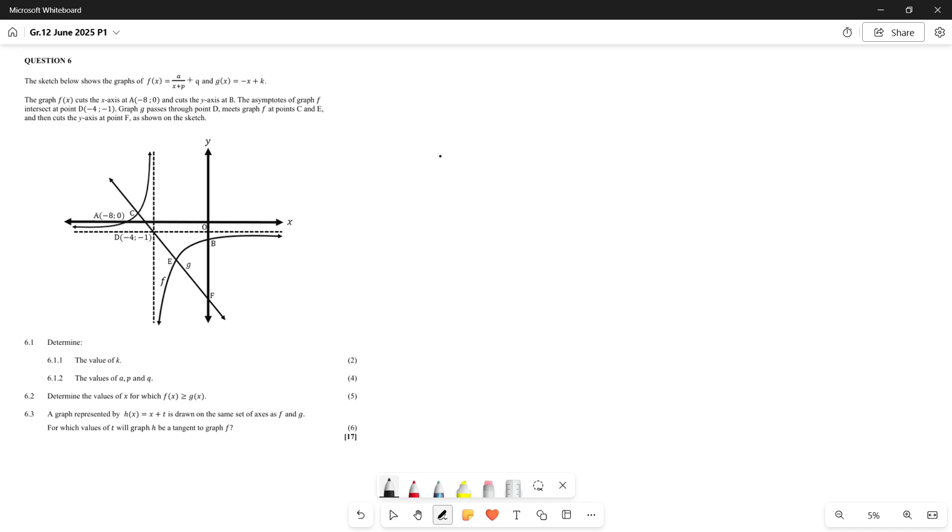Cool guys, so we have question 6 now. The sketch below shows the graphs of f of x equals a over x plus p plus q, and that is our hyperbola, and g of x equals negative x plus k, that is our straight line graph.